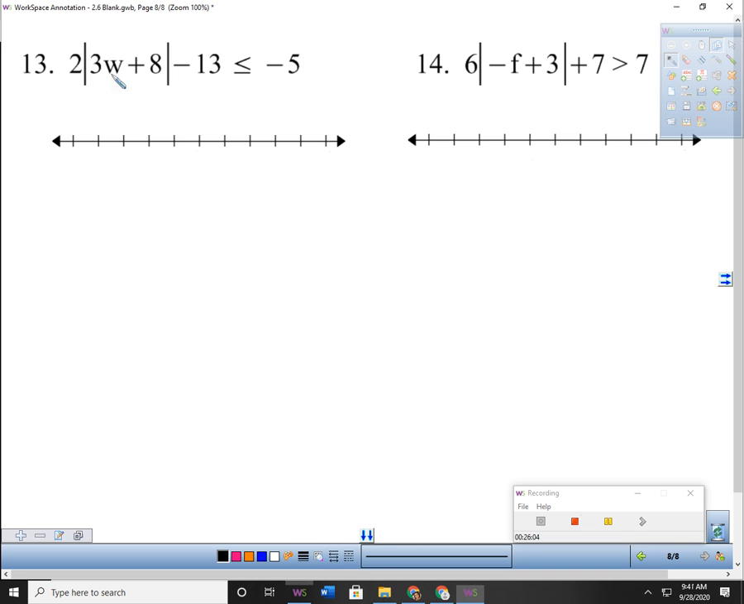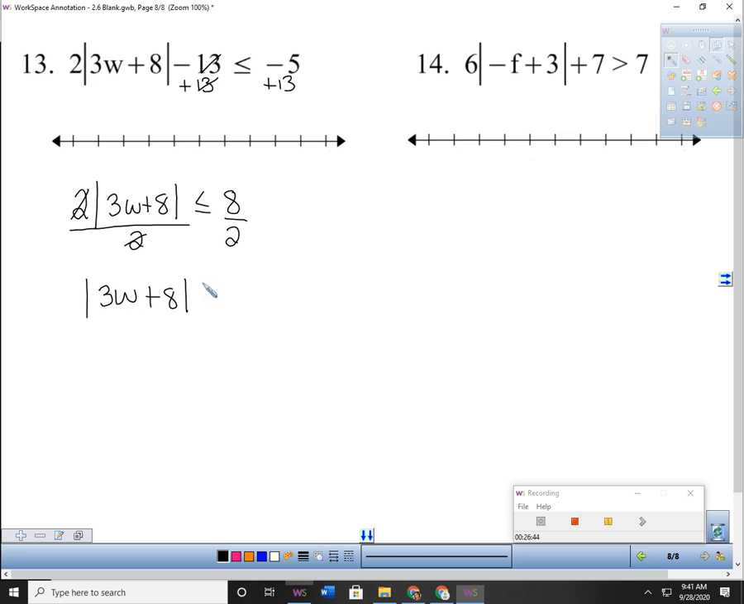Alright. So I'm looking up here on this outside of the absolute value, you're multiplying by 2, and you're also subtracting 13. So we'll go ahead and add our 13 first. That gives us 2 times the absolute value of 3w plus 8 is less than or equal to 8. Now we can get rid of the 2 by dividing. And remember, your whole goal is to get the absolute value by itself. So before you set up 2 problems, you can't do this unless you get them by itself.